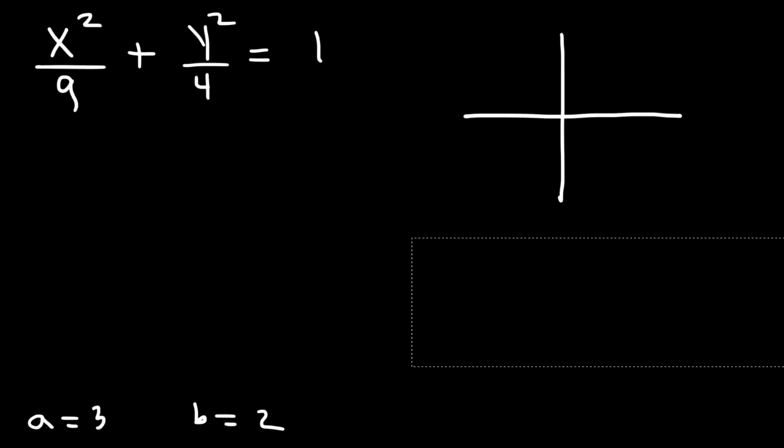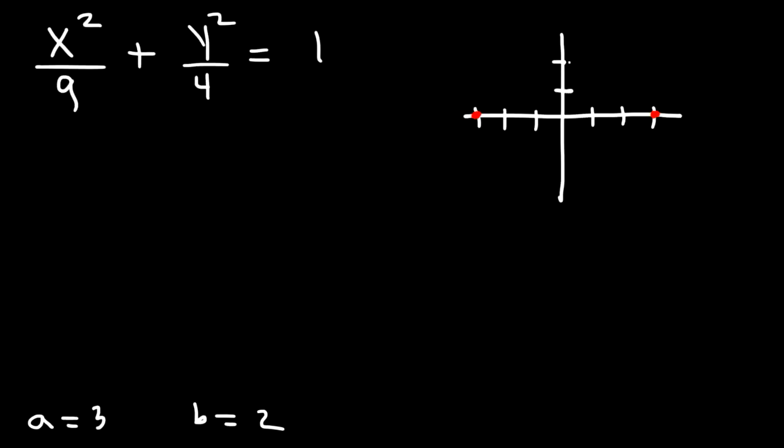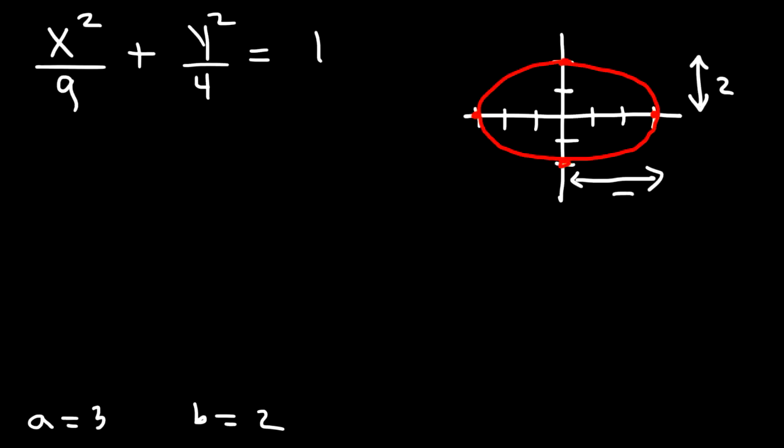So notice that a is under the x variable. So therefore, we need to go 3 units to the right of the origin and 3 units to the left. So the vertices of the ellipse are going to be 3, 0 and negative 3, 0. B is equal to 2, and it's under the y variable, so we're going to go up and down 2 units from the center along the y-axis. And so now we can plot the ellipse. And so it looks like that. And so this is b, which is equal to 2, and we can see that a is equal to 3.